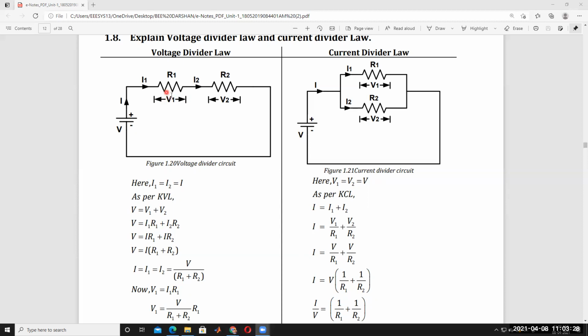In a series circuit, voltage divides and the current is the same. So the current I is the same through both resistors: I is equal to I1 is equal to I2. Current is not dividing, voltage is dividing. That's why we have to apply the voltage divider rule in a series circuit, and the current divider rule in a parallel circuit.